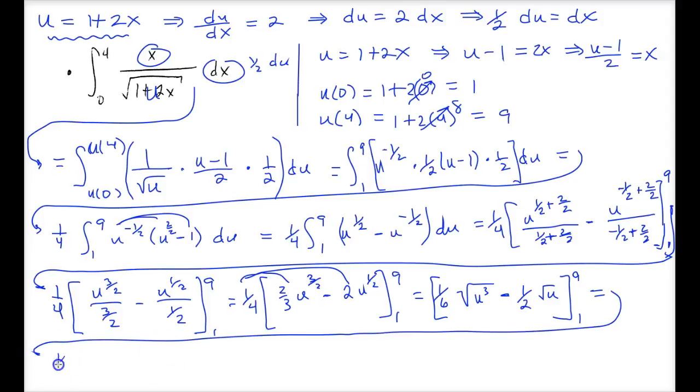And so that will be 1/6 square root of 9 cubed minus 1/2 square root of 9. And then using the net change theorem, we do the same thing, but now we just plug in 1 for u.